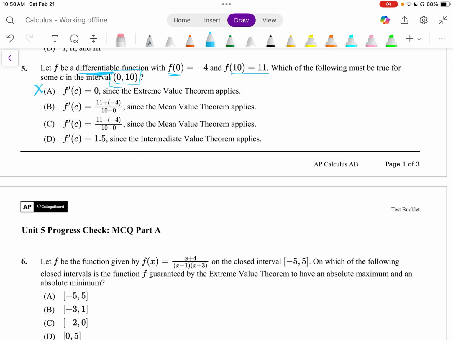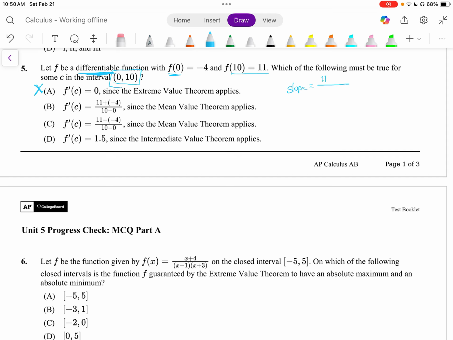Part B, the derivative of c equals 11 plus negative 4 over 10 minus 0. Since the mean value theorem applies, that could be true. So let's look into this. We have the slope. The mean value theorem says if it's a closed interval, if it's continuous and differentiable, then if you find the slope of the line connecting the endpoints, so that's what we'll do.